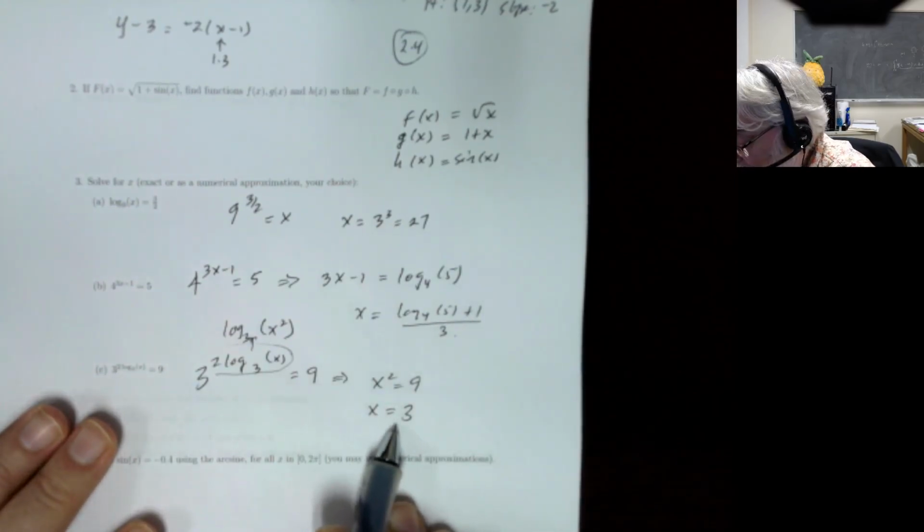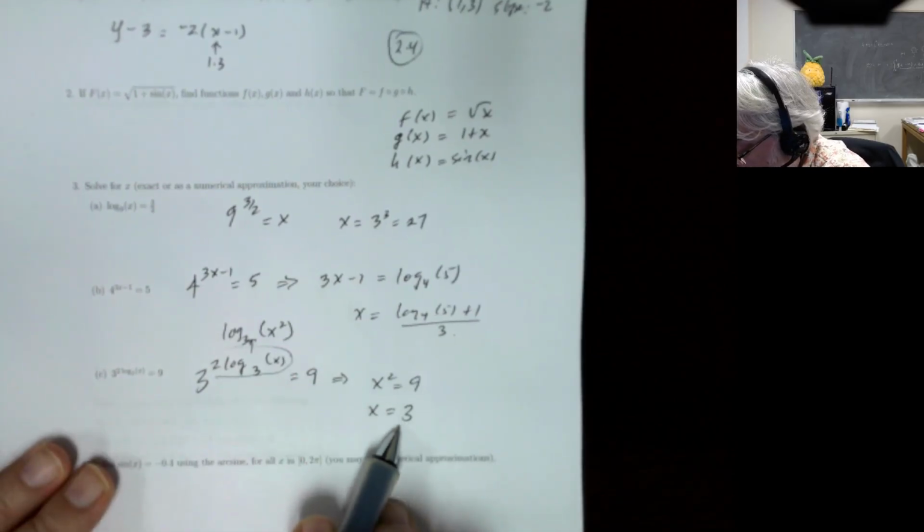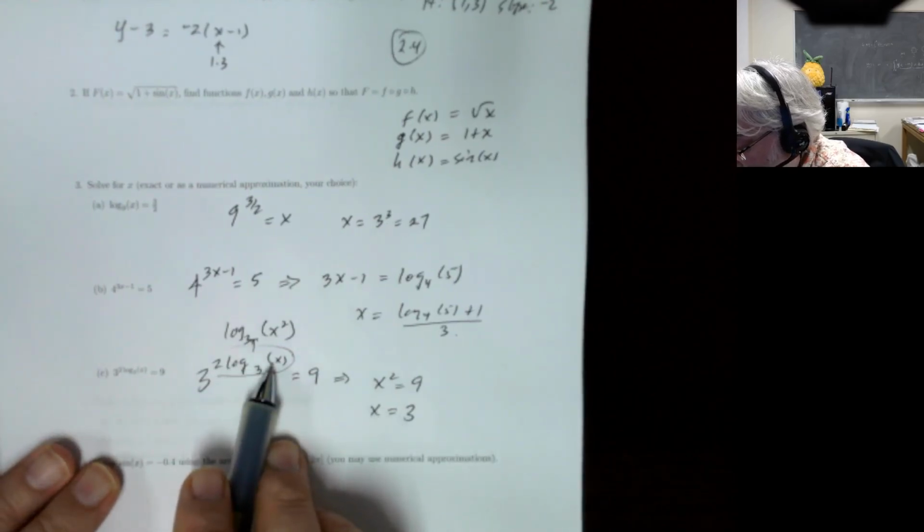Good. Now we wouldn't use a minus 3 because you can't take log base 3 of minus 3. Good. By the way, you can double check yourself, right? Because log base 3 of 3 is equal to 1.